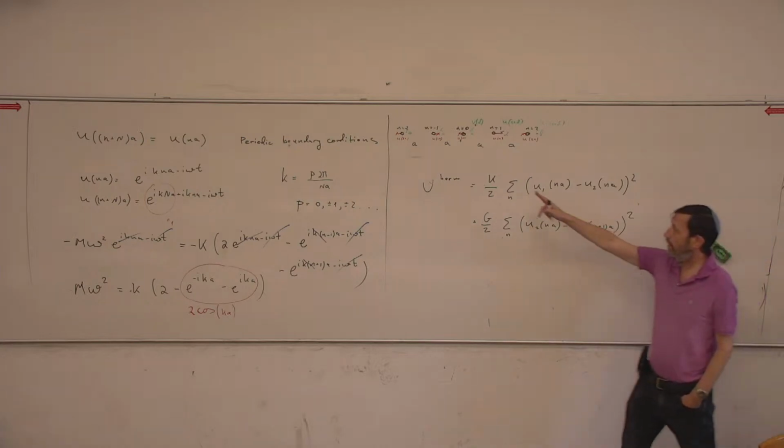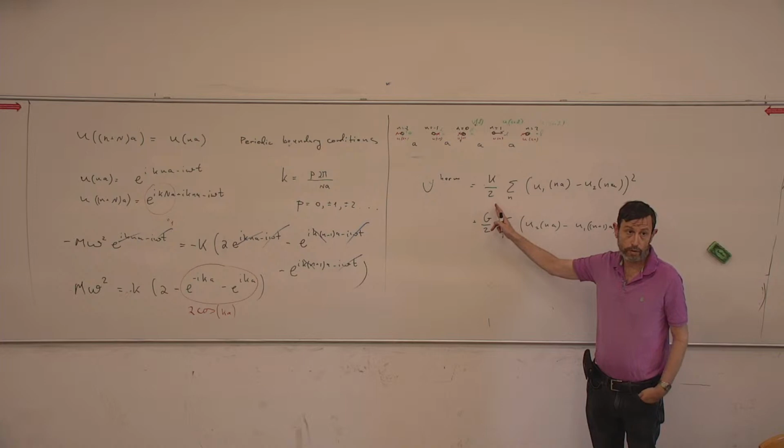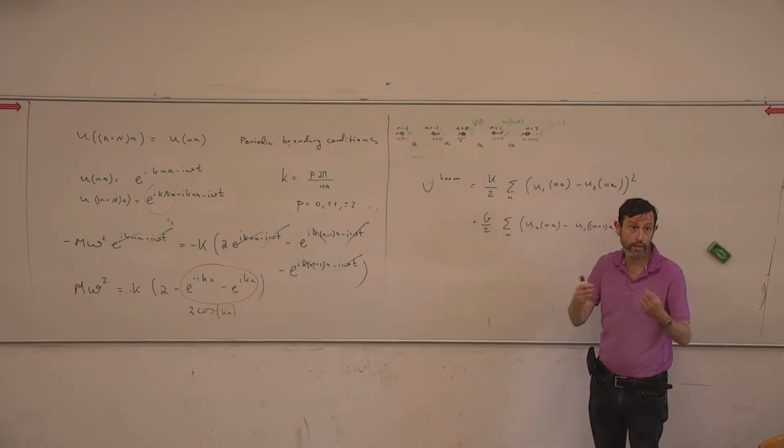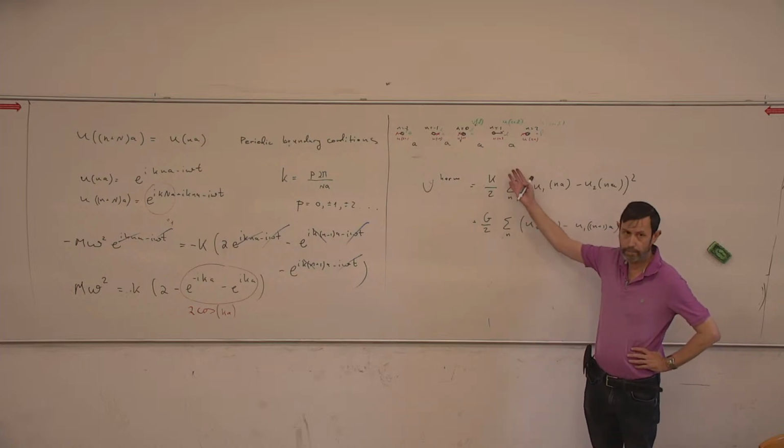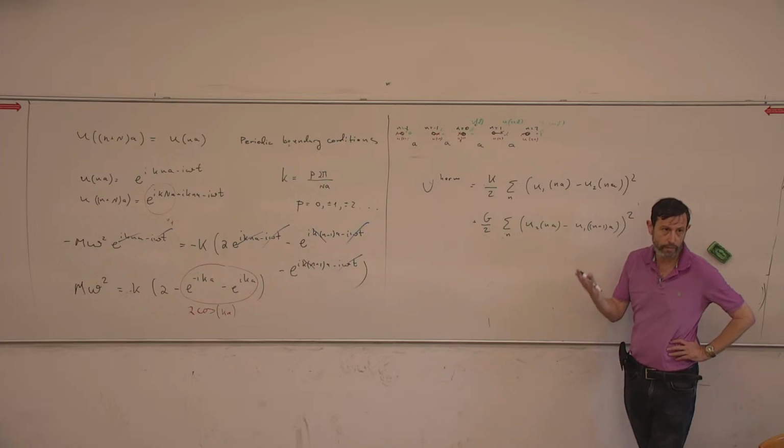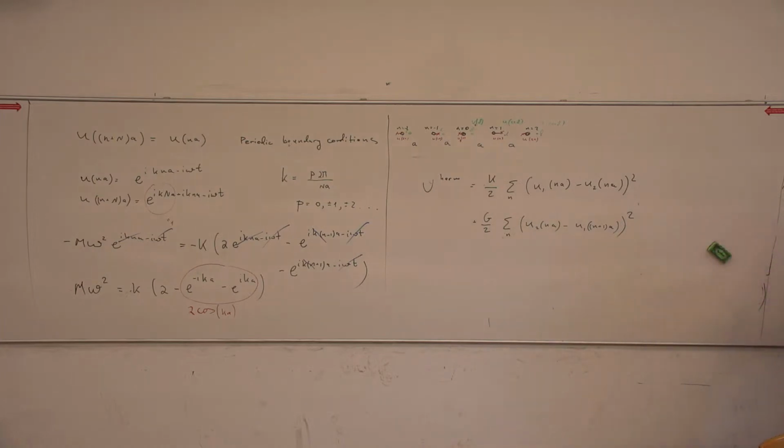Why do I have K and G? The two atoms could be at different distances with different potentials between them. So the derivative doesn't have to be the same, so I'm using two constants here, K and G. Everything else is the same as previously.